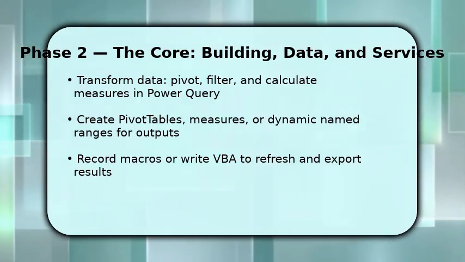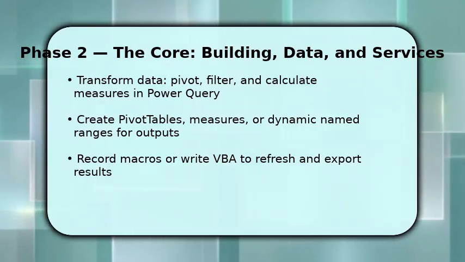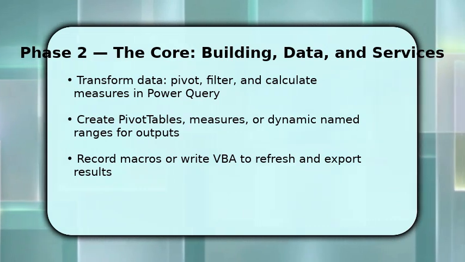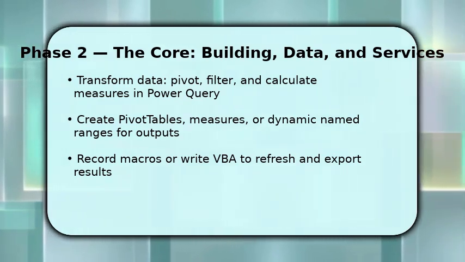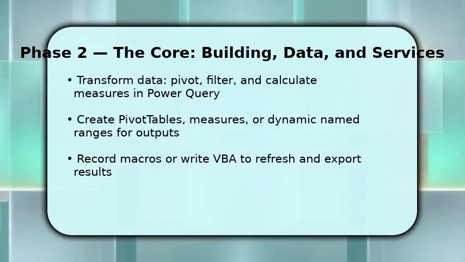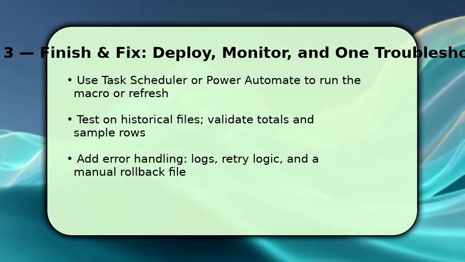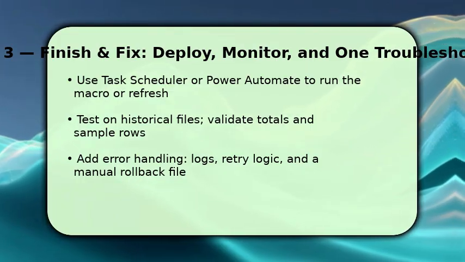Once your layout is stable, record macros or write concise VBA routines to refresh all queries, recalc, export PDFs, or save CSVs. Make sure to parameterize file names with dates, because that lets your macro generate daily files without finish by scheduling and testing. Use Windows Task Scheduler or Power Automate Desktop to open the workbook and run your macro or trigger a refresh at the desired time.